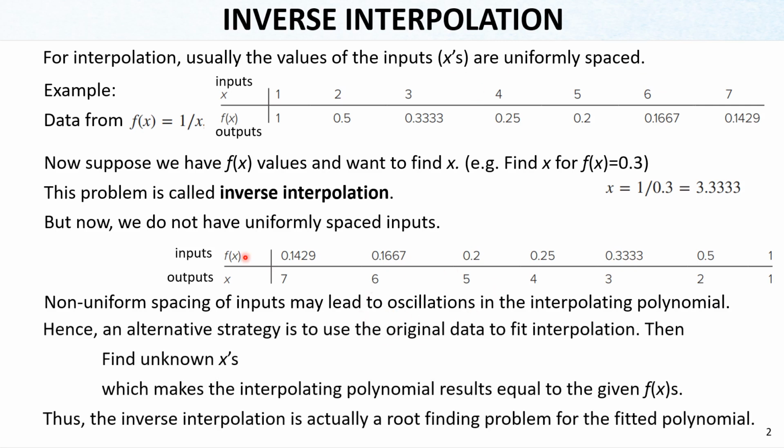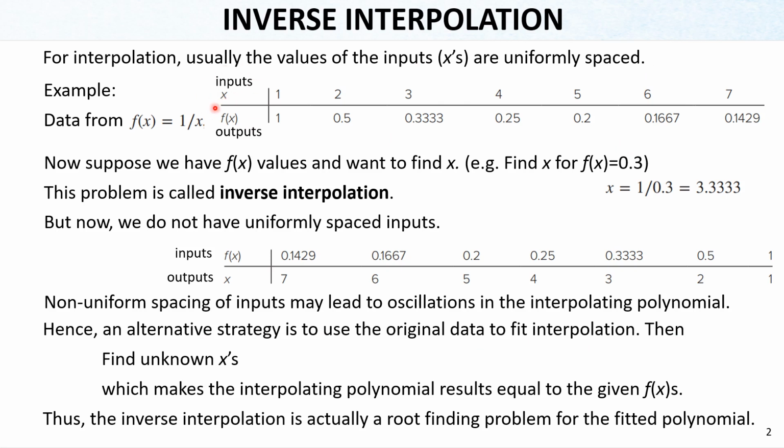And therefore it's preferred to have uniform order. And in the inverse, now we don't have uniformly spaced order. That's why we want an alternative strategy, which is to use the original data to fit an interpolation. So let's use this first to fit an interpolation, just regular interpolation.